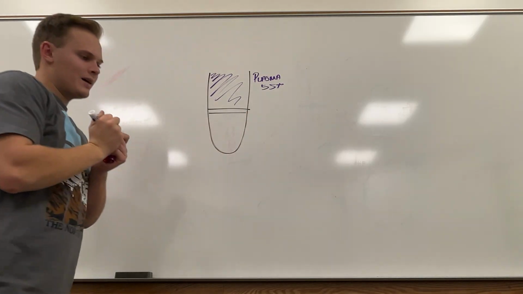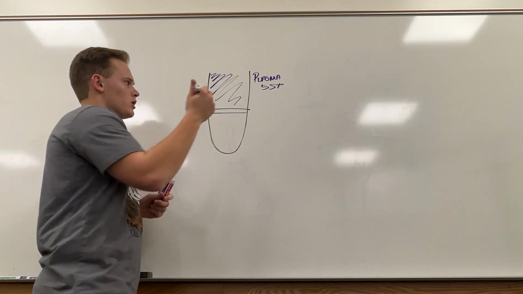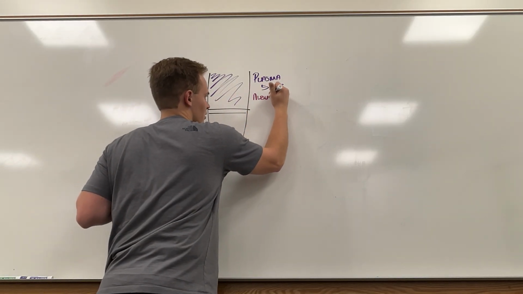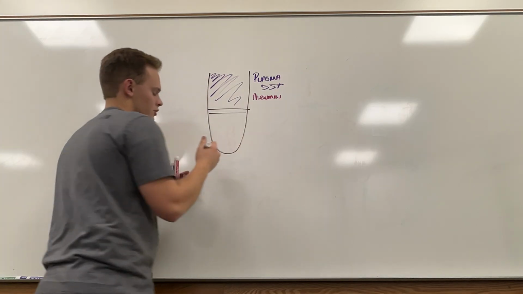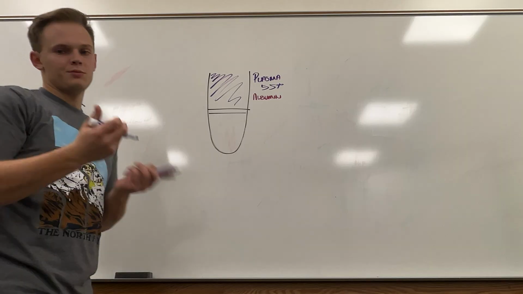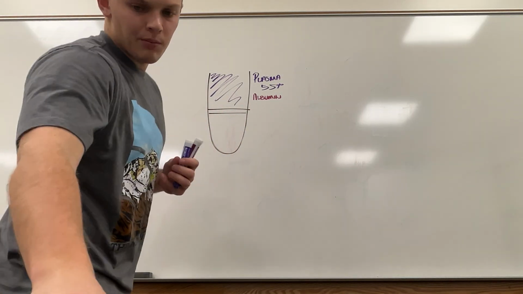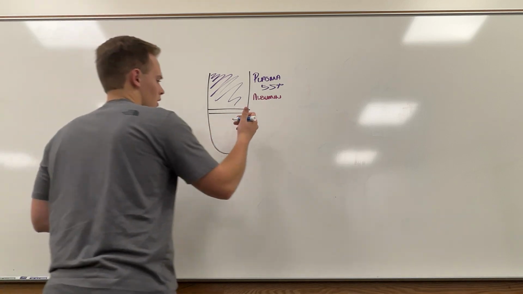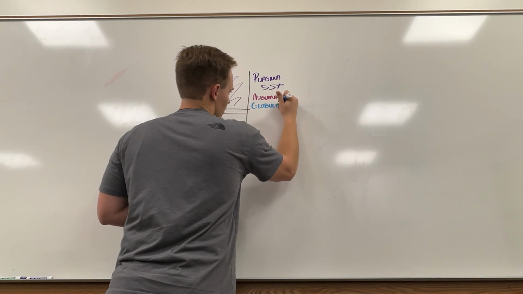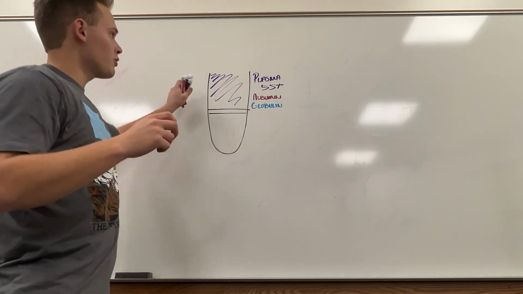Now, plasma has a few different things in it. Your main molecules in your plasma, you're going to have albumin. We've already talked about albumin a little bit. It contributes to your osmotic pressure and your hydrostatic pressure. You also have something called globulin. Gamma globulins are antibodies that help us fight infection. Okay, so all of that is part of your plasma.